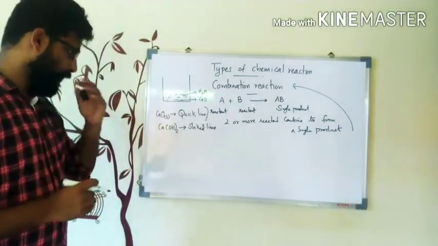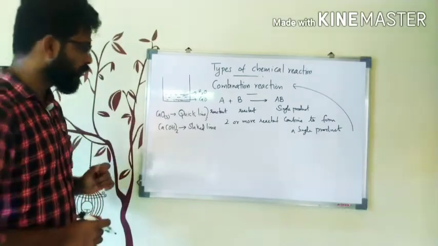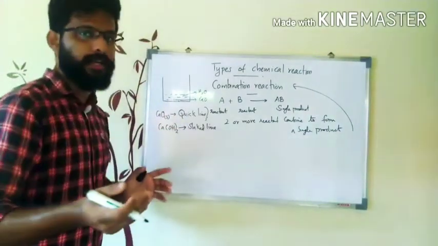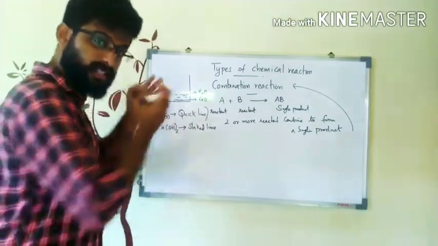Once again, let me write the equation here. So what are the reactants here? Reactants are the substances that take part in a chemical reaction. What substances did I add in this chemical reaction?